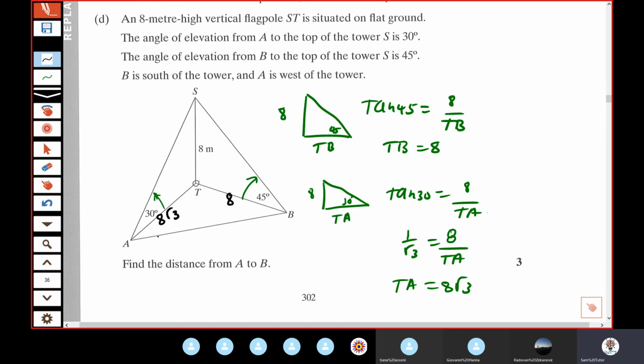Alright, then once you've got that, AB, obviously, how do we find it now? Pythagoras' theorem. So AB squared is equal to 8 squared plus 8 root 3 squared, and then don't forget to square root that answer. All right, let's get it out. 8 root 3 squared plus 64, root answer gives me a nice 16. That was very nice of them. There you go. Very easy, 3 marks.